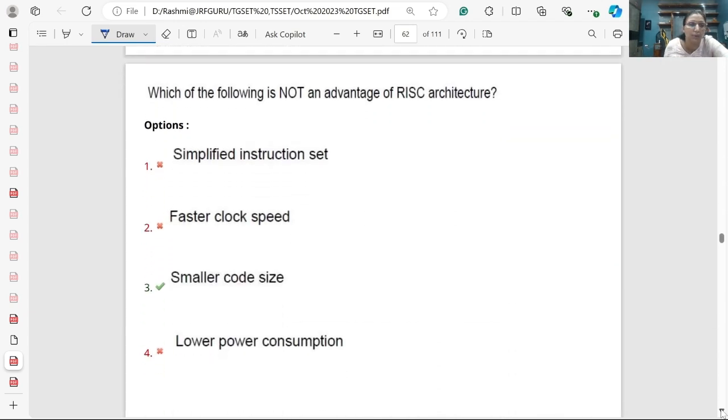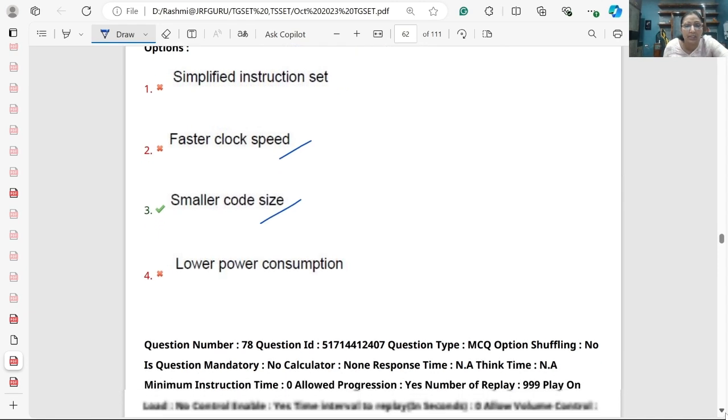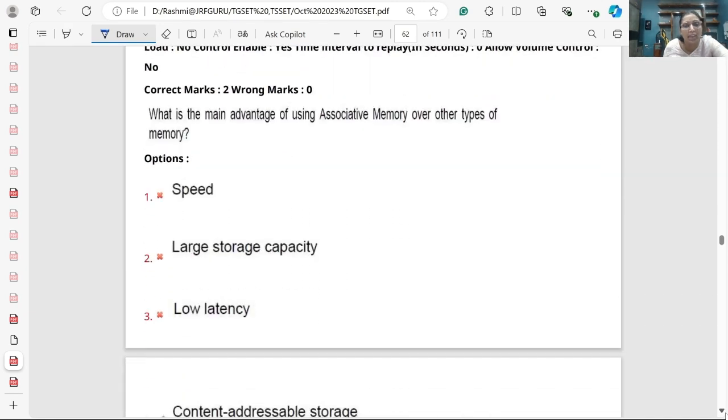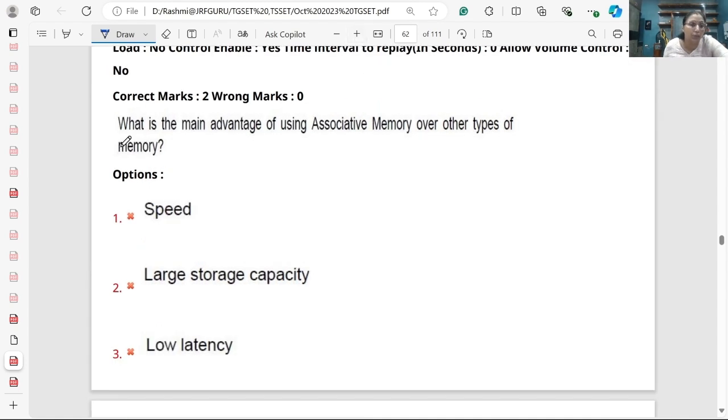Which of the following is not an advantage of RISC? RISC has simple instructions, limited. It has low power consumption. Faster clock speed is also correct, but it does not have smaller code size. It is suitable for faster clock speed, simplified instructions, lower power consumption. You can check my video on this topic as well on my YouTube channel.